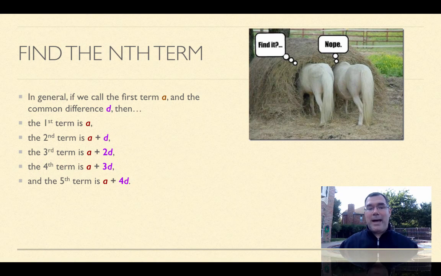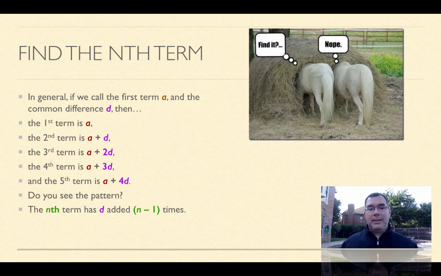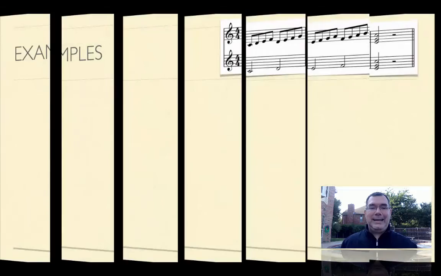So hopefully you see a pattern between the term that I'm on and the number that's being multiplied by D. The number that's being multiplied by D is 1 less than the term that I'm on. So we're going to keep that going. If I'm on the nth term then D is going to be multiplied by n minus 1. So for example, if I wanted the 500th term, I would have to figure out what A plus 499D is.